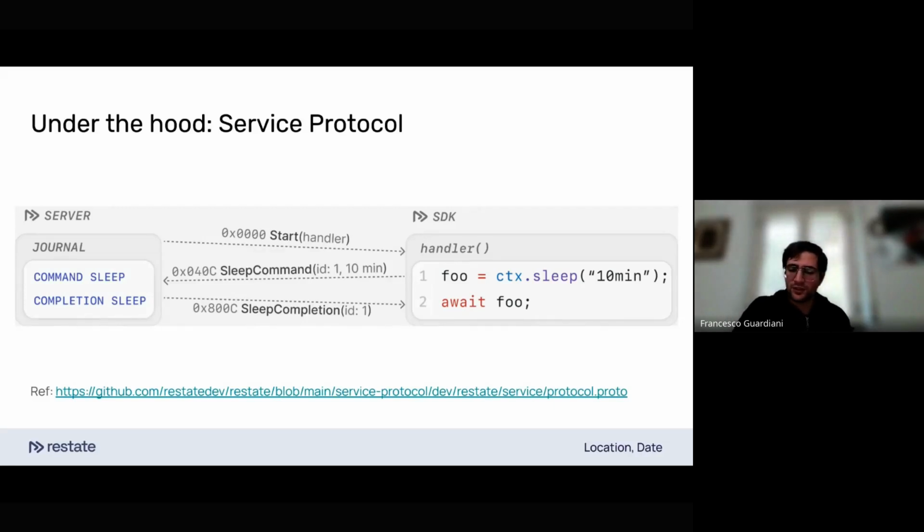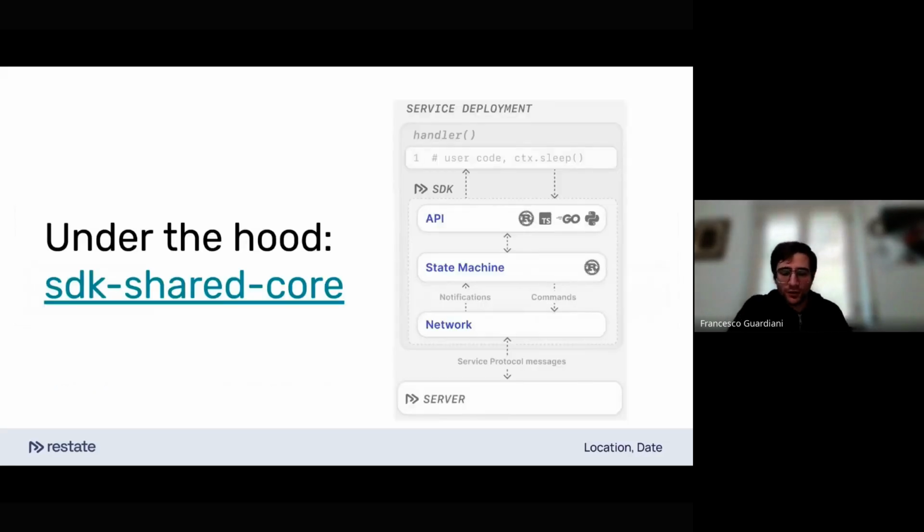And we came up with this project that we call the SDK shared core. On the right, you see how more or less every SDK works. At a glance, it's composed of 3 layers. You've got the APIs, the context you interact with. Then you've got the state machine, which is the implementation of the service protocol. And then at the bottom, you have the network, which is an HTTP server, essentially. And all SDKs worked like this even before we actually worked on the shared core.